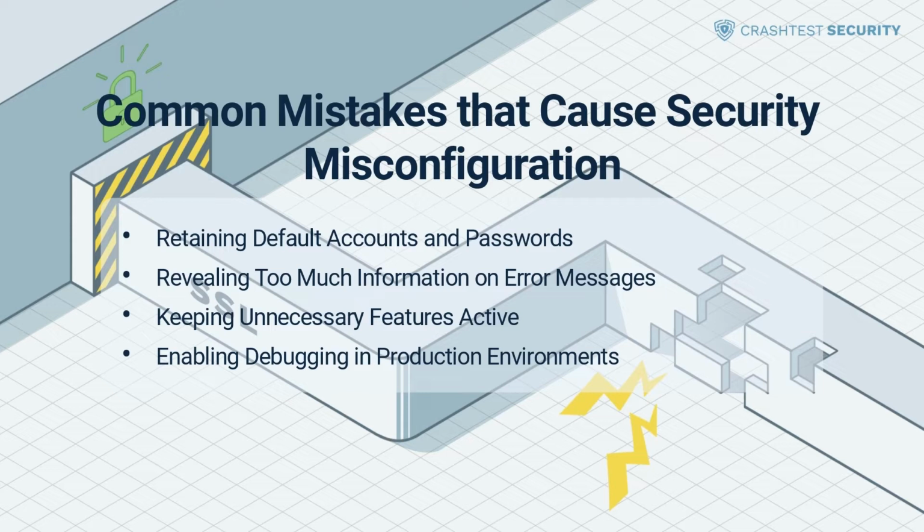Keeping unnecessary features active. Having unnecessary components, features, and code samples active makes an application prone to vulnerability. Some features that must be checked when assessing for vulnerabilities include unnecessary open ports, unused but running services, accessible leftover pages, unused accounts, and enabling debugging in production environments.